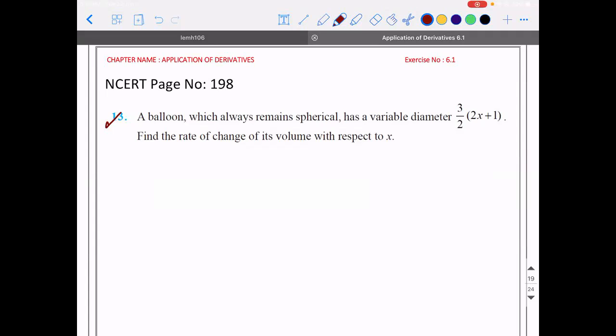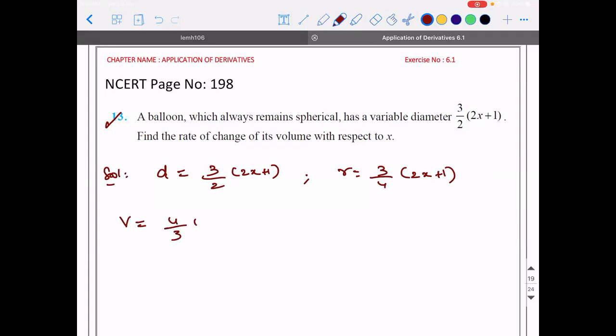So diameter is, how much is the diameter? 3 by 2 into 2x plus 1. So radius will be 3 by 4 into 2x plus 1. That's it. So what is the volume? 4 by 3 pi r cube. That is 4 by 3 pi into r, which is 3 by 4 into 2x plus 1, the whole cube.